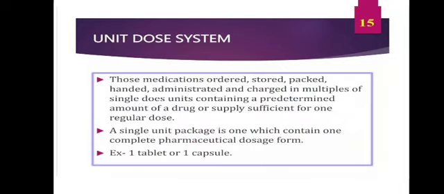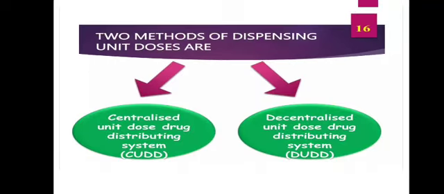The unit dosage system means those medications ordered, stored, packed, handled, administered and charged in multiples of the single dose unit containing a predetermined amount of a drug or supply sufficient for the regular dose. A single unit package is one which contains one completed pharmaceutical dosage, for example, one tablet or one capsule. Two types: centralized unit dosage drug distribution system and decentralized unit dosage drug distribution system.